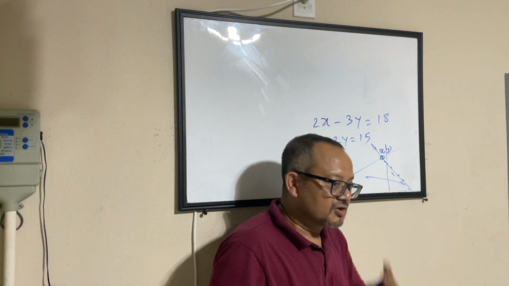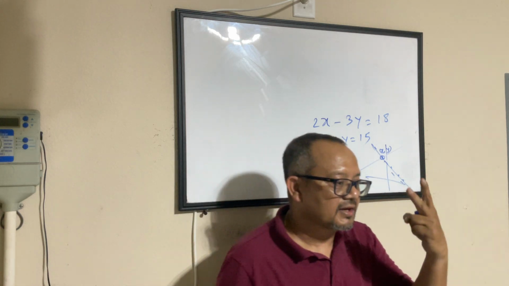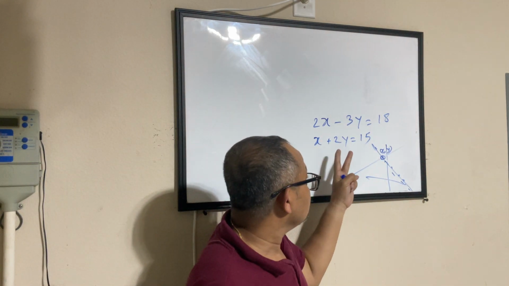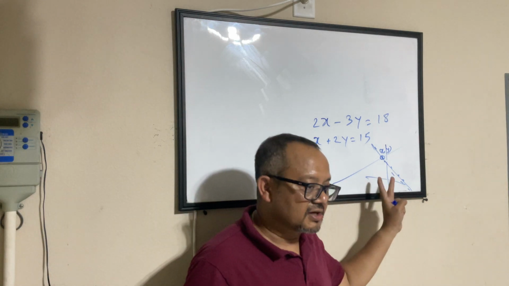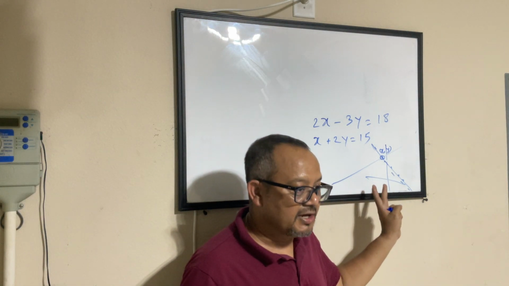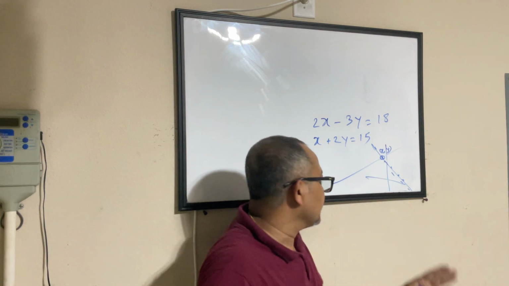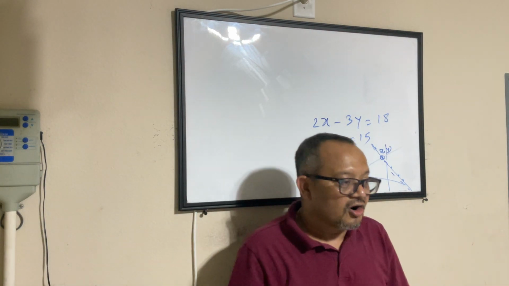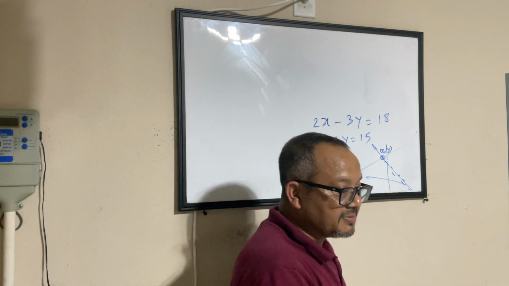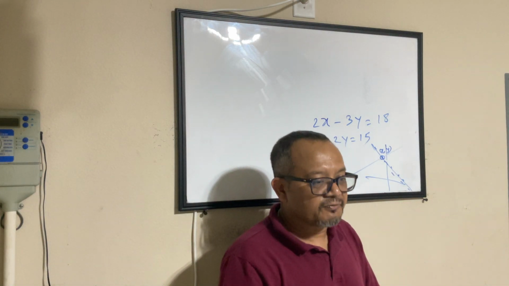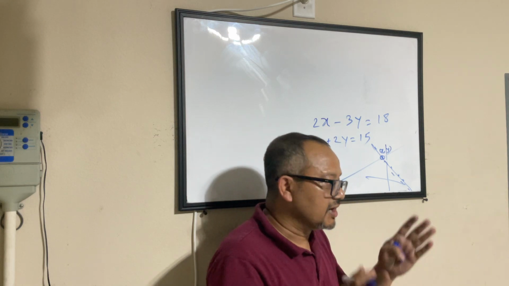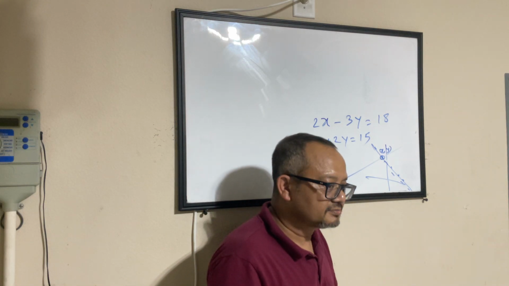Okay? So there are 2 ways of solving any pair of linear equations. One is using the graph, the coordinate plane. You plot both the lines on the coordinate plane and then see where they intersect, or you can solve it algebraically. So today our focus will be on solving linear equations algebraically, okay, using algebra.